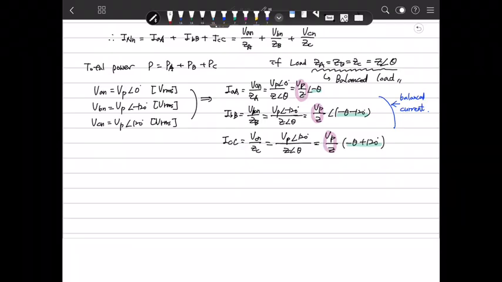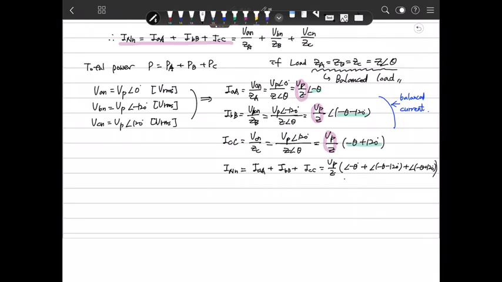So from here we can calculate IN, the neutral point current, which is IA plus IB plus IC. But this is balanced. Why? (VP/Z) at minus theta, plus minus theta minus 120, plus minus theta plus 120. This is 0. Therefore, this is 0.